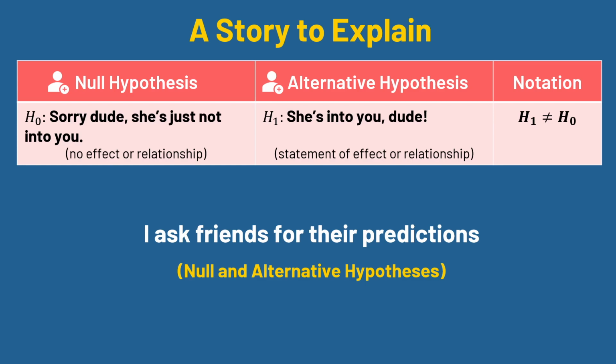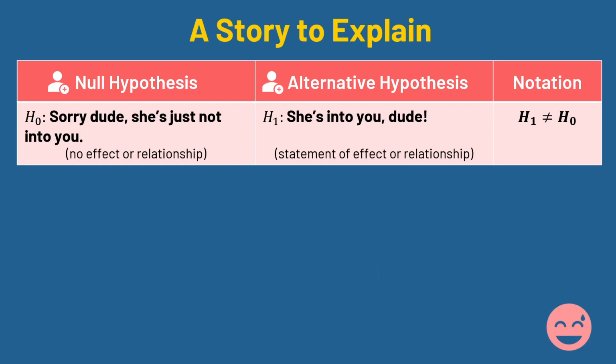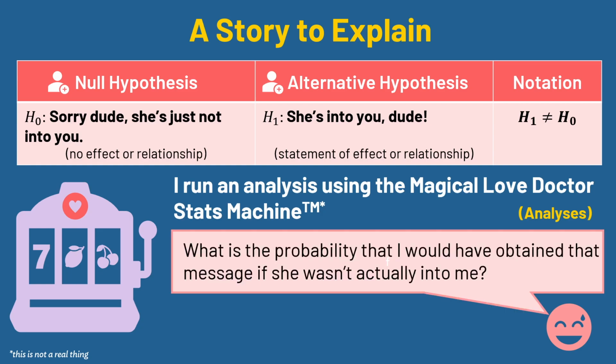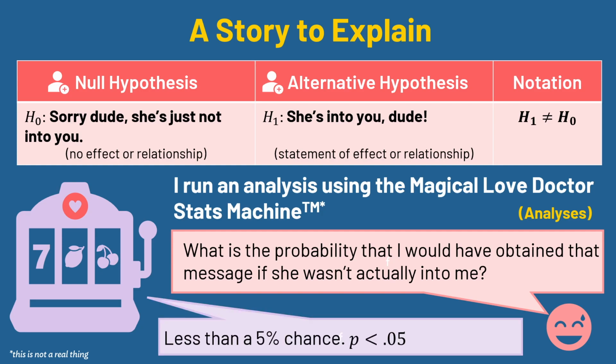And so I have all this, and I'm still anxious, and so I'm sweating a little bit. And fortunately, in this hypothetical example, I can run an analysis using the magical love doctor stats machine. This is not a real thing, but it helps me with this analogy, so we're going to pretend it is. And so I ask it, all right, magical love doctor stats machine, what is the probability that I would have obtained that message if she wasn't actually into me? In other words, if she wasn't actually into me, would I have ever gotten that message? Give me a number here. What's the probability? And this thing doesn't have great bedside manner, but it kicks out a result.